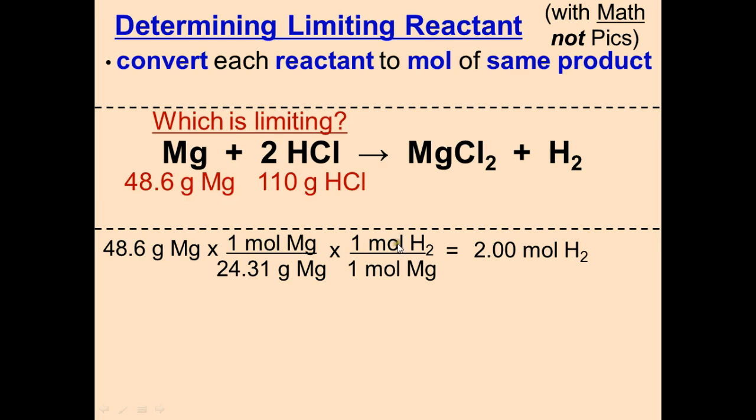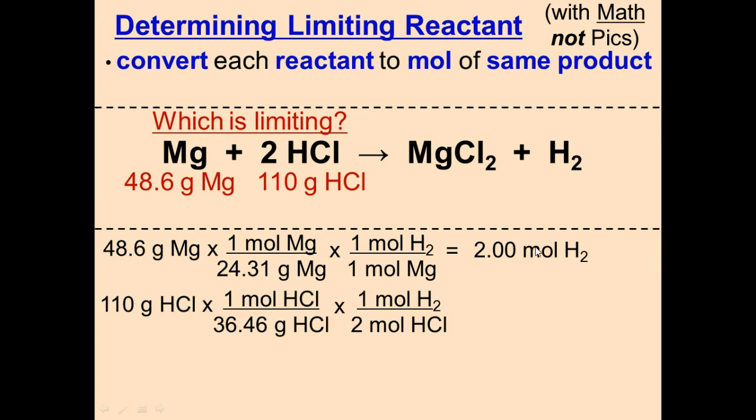So we cancel out moles and we're left with moles of hydrogen. We multiply all the tops, so 48.6, and then we divide by 24.31 because all these ones don't do anything at all. And we get about 2 moles of hydrogen. Then we do the same thing with the other reactant, HCl, and we convert to hydrogen.